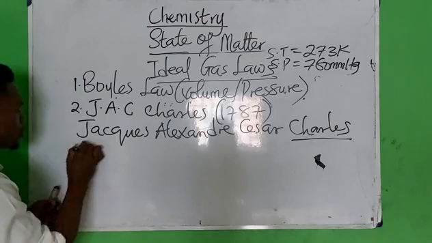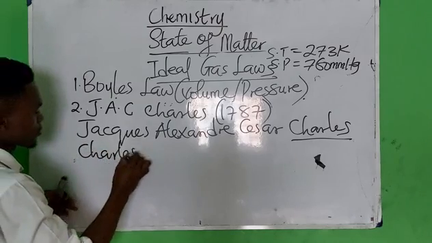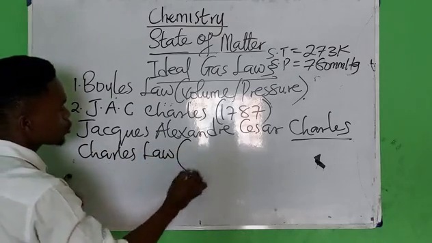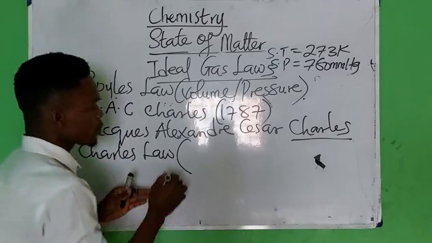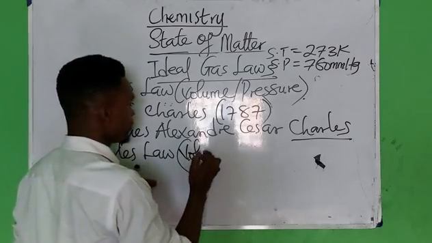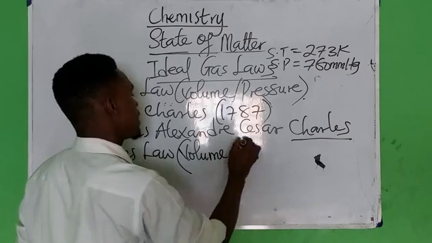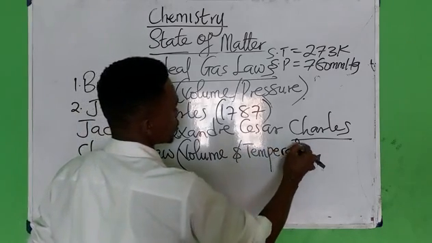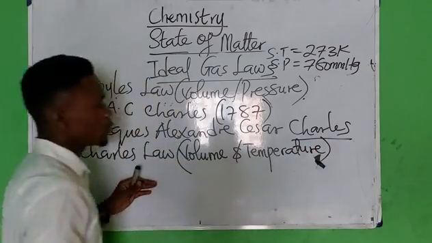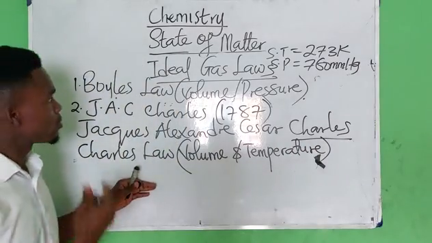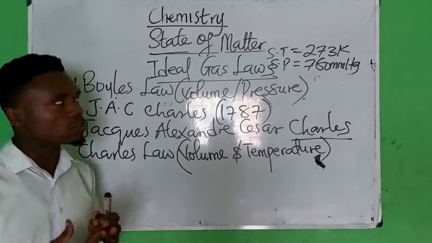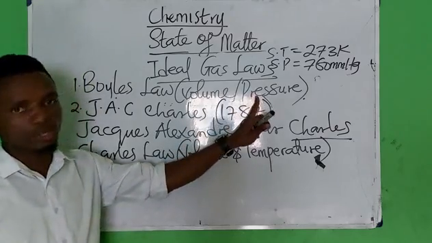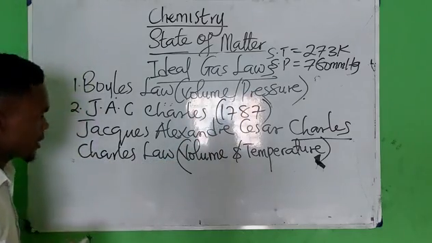So Charles' law shows the relationship between volume and temperature. Charles' law shows the relationship between volume and temperature, but Boyle's law shows the relationship between volume and what? Pressure. Take note of that.